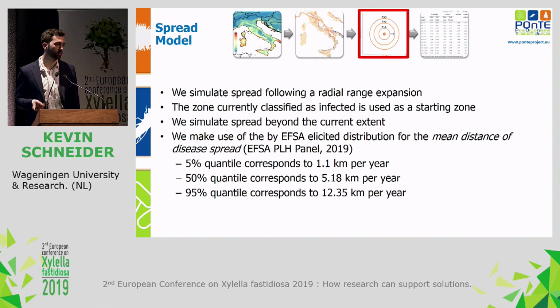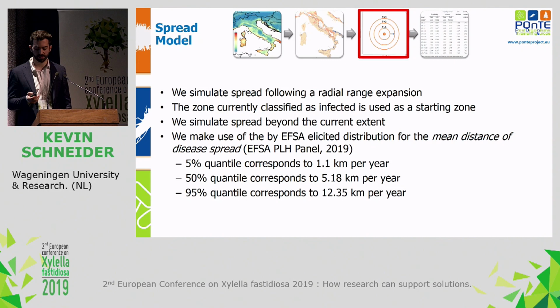The model only has one parameter, which is called the rate of radial range expansion. It determines the size of the expanding circle every year. For this parameter, we make use of the distribution on the mean distance of the disease spread elicited by EFSA. You see by the quantiles I list that the distribution is quite large, so there's quite some uncertainty regarding the annual spread of the disease. We make use of 3 quantiles. The 5% quantile corresponds to a 1.1 kilometer range. The most likely rate was estimated to be 5.18 kilometer, and the fastest rate we model is 12.35 kilometer per year.